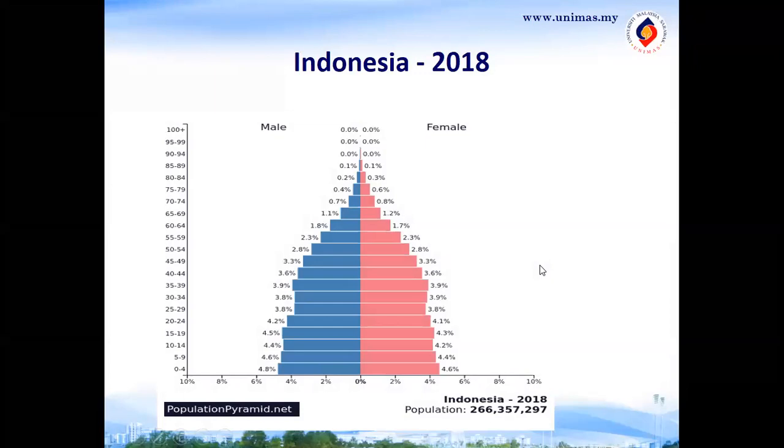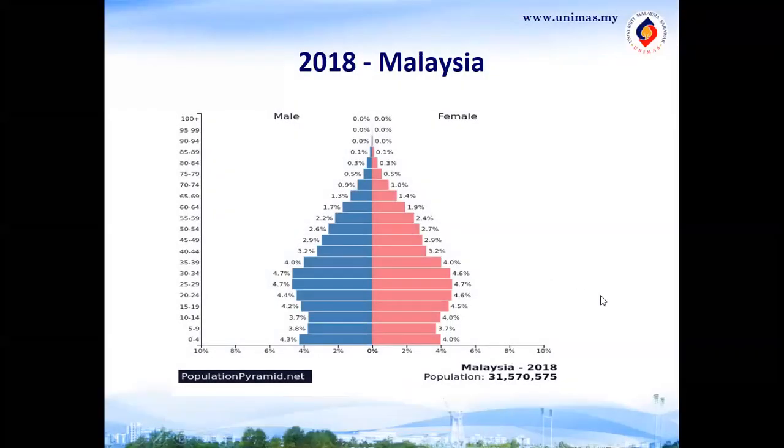Malaysia, banding kita, ini Indonesia, ini Malaysia. We have a bulging group yang besar di sini adalah yang kumpulan umur 25 hingga 34 tahun, 25 hingga 35 tahun. This is the biggest group, tetapi lebih... so we have a narrow base. In other words, the birth rate yang ada di Malaysia itu semakin turun.